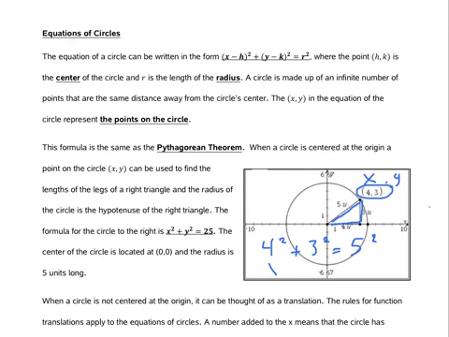And the 4 is the x, so that's x squared. The 3 is the y, which gives us y squared. And then 5 squared is 25. So the formula for the circle is x squared plus y squared equals 25, because the circle is centered at (0, 0), and the radius is 5 units long.